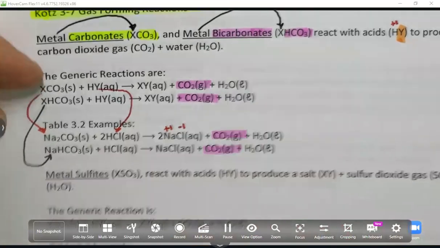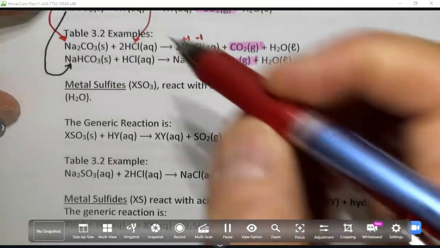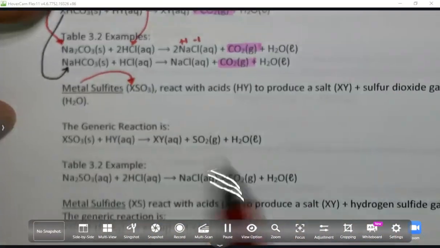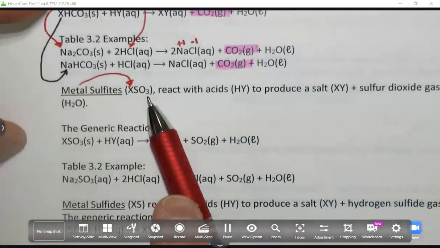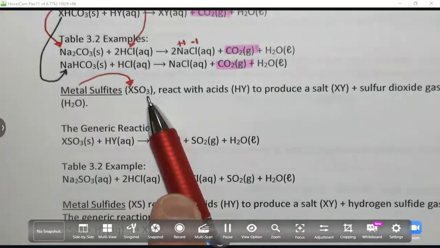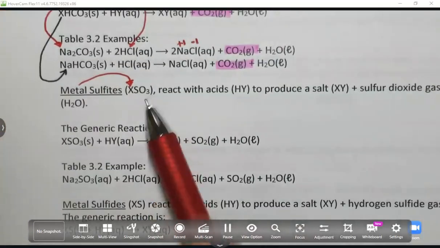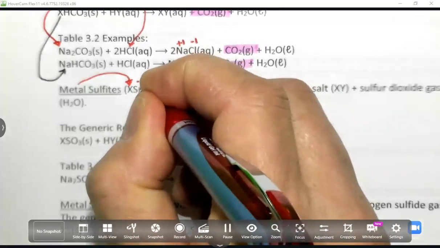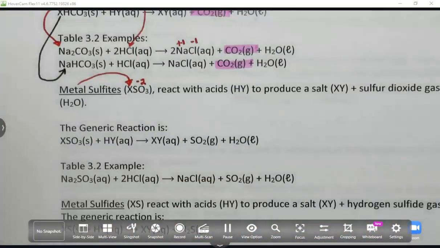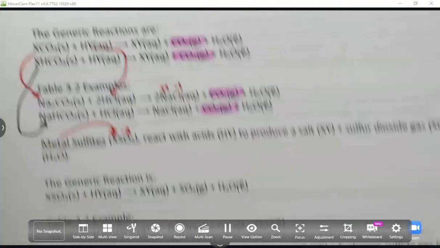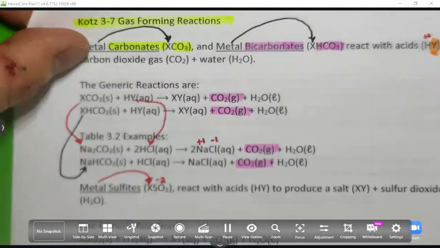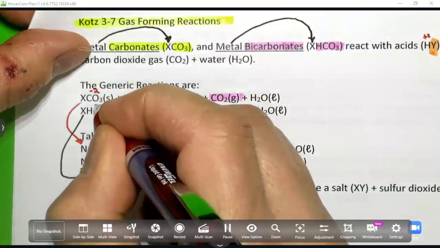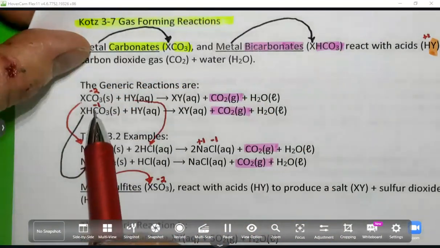If we have a metal sulfite, so X is a metal again. Now, sulfate is SO4, sulfite is SO3. You know, I should put the charges in here. I apologize. Sulfite's -2. Let's go up here and put these in. Carbonate is always -2. Bicarbonate is -1.